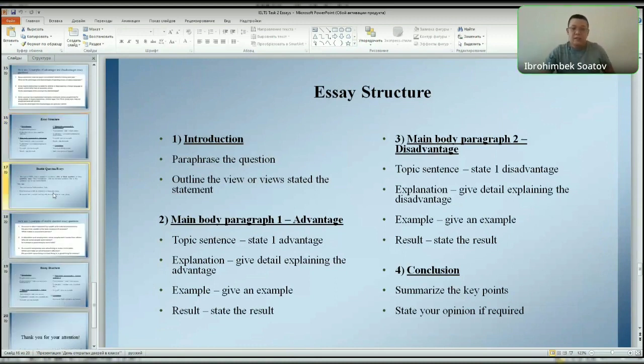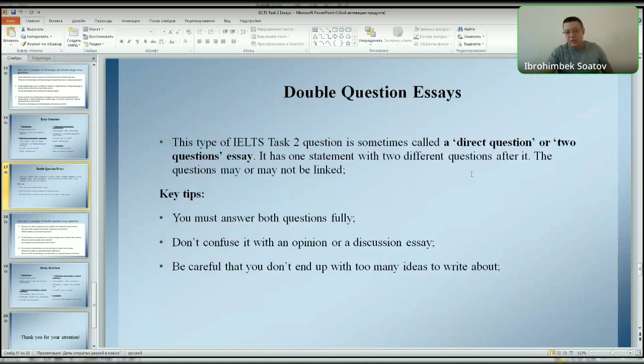And last, the double question essay, which in some cases is also called a direct question essay. Why is it called that? Because after the statement you are provided with 2 questions, which may or may not be linked to each other. And a tip you shouldn't forget: you must answer both questions fully. Don't confuse it with an opinion or discussion or other type of essay. And you should be careful.